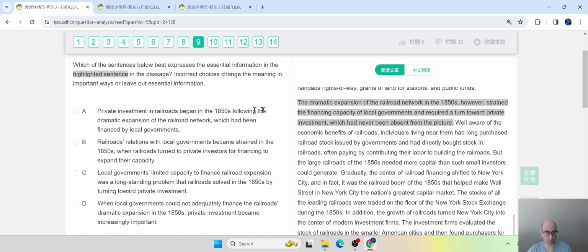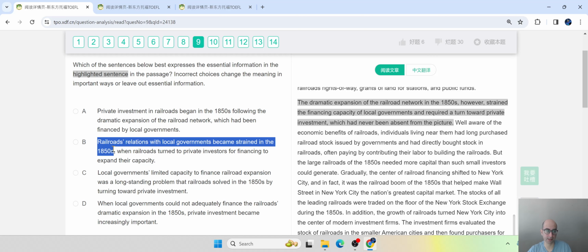So if I know this is wrong, guys, the entire answer is wrong. You don't even really have to read the rest of this. It's pretty obvious at this point. If you have trouble understanding this, read the rest of it, but this already was incorrect, so the entire thing is incorrect. Choice B, railroads' relations with local governments, the relationship, right, became strained in the 1850s.